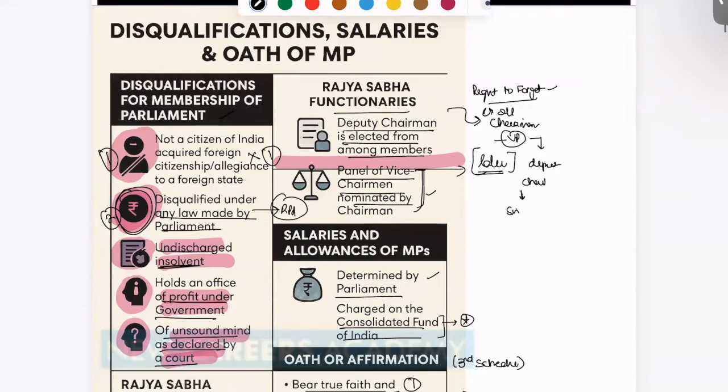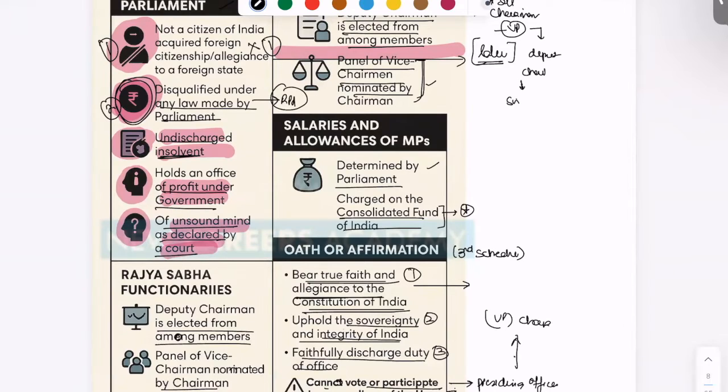Next, Rajya Sabha functionaries. Who is the Rajya Sabha head? The ex-officio chairman is the Vice President. Then there is the deputy chairman. Who is the head of Lok Sabha? The Speaker. Then the deputy speaker. Who decides the salaries of an MP?